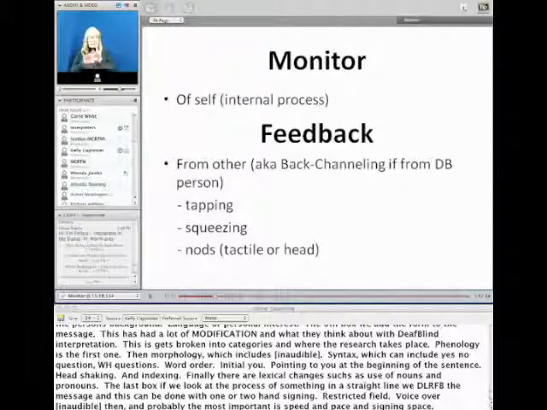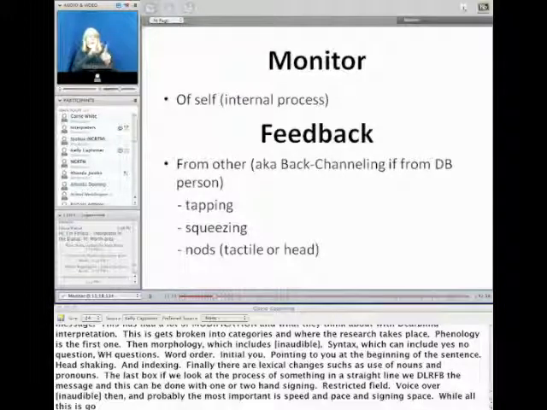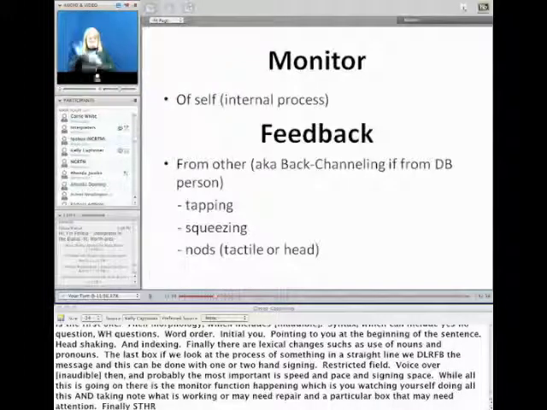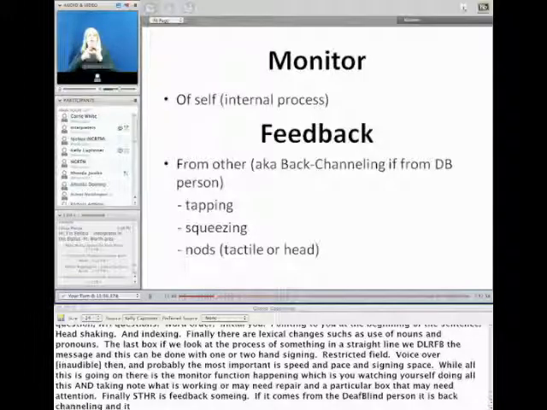And while all of this is going on, there's the monitor function happening, which is basically you watching yourself doing all of this and taking note of what's working or what might need repair and which particular box might need more attention at any given moment. And then finally there's feedback happening, that is taking in something from somebody else. And if the feedback is coming from the deafblind person, it would be back channeling. And this can come in the form of tapping or squeezing or nods, whether tactile or head nods.